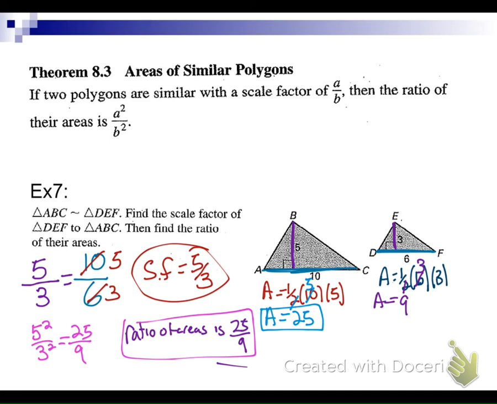So today we covered area of a triangle, and we used the ratio, and we found ratios and scale factors. Remember, area of a triangle is 1/2 base times height.